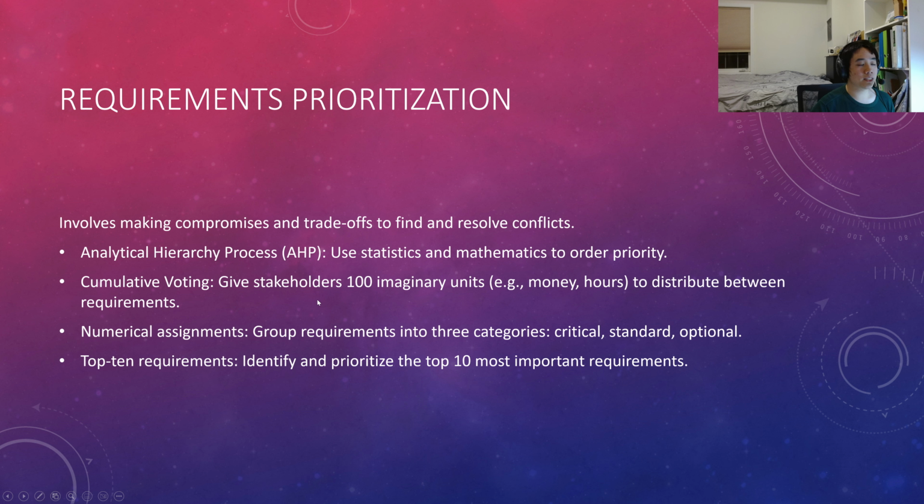Cumulative voting: you give stakeholders 100 money or time units, and they distribute them between requirements. Numerical assignments: you group requirements into critical, standard, or optional categories, as you discuss with your stakeholders. And finally, we do the good old Watch Mojo type top 10 most important requirements. I said Watch Mojo because that is what quickly comes to mind. This is the top 10 requirements approach.